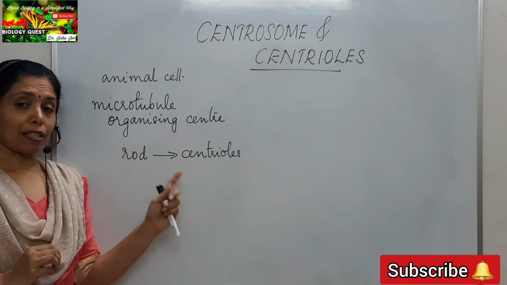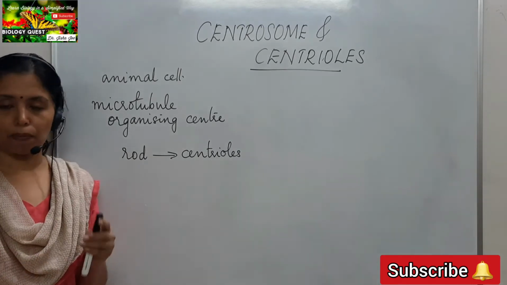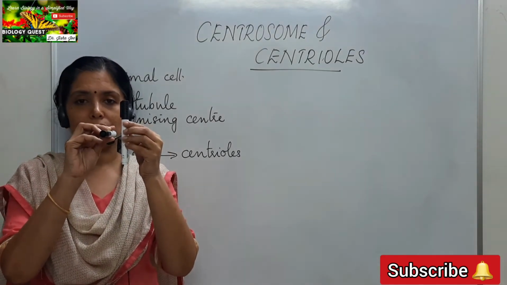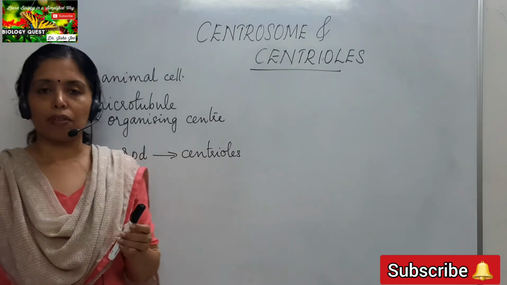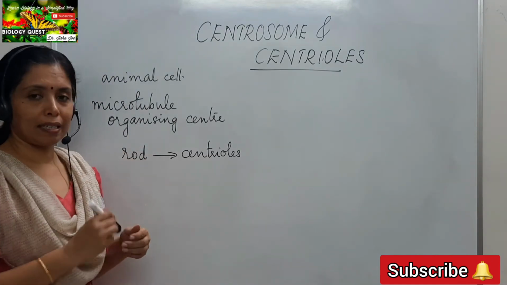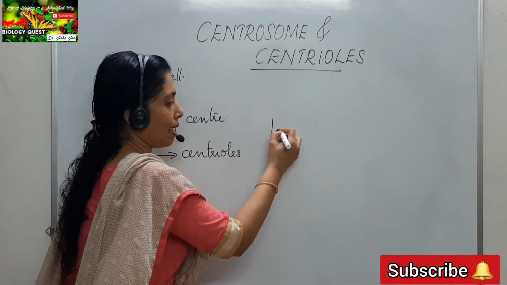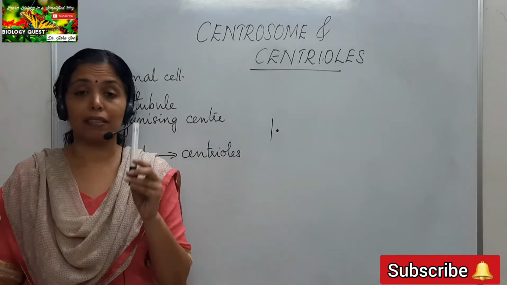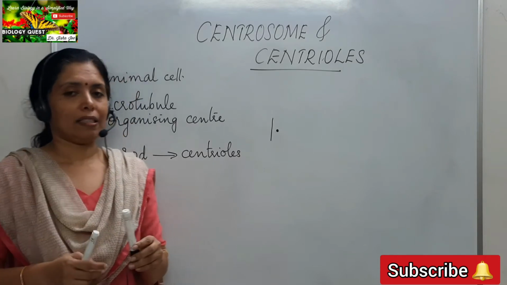And the two centrioles are arranged at right angles to each other. Suppose one is in this direction, the other will be in this direction. So they are at right angles to each other. That is why when we draw the centrioles in a cell, we normally draw one as a line and the other as a dot. This is to show that the two centrioles are at right angles to each other.